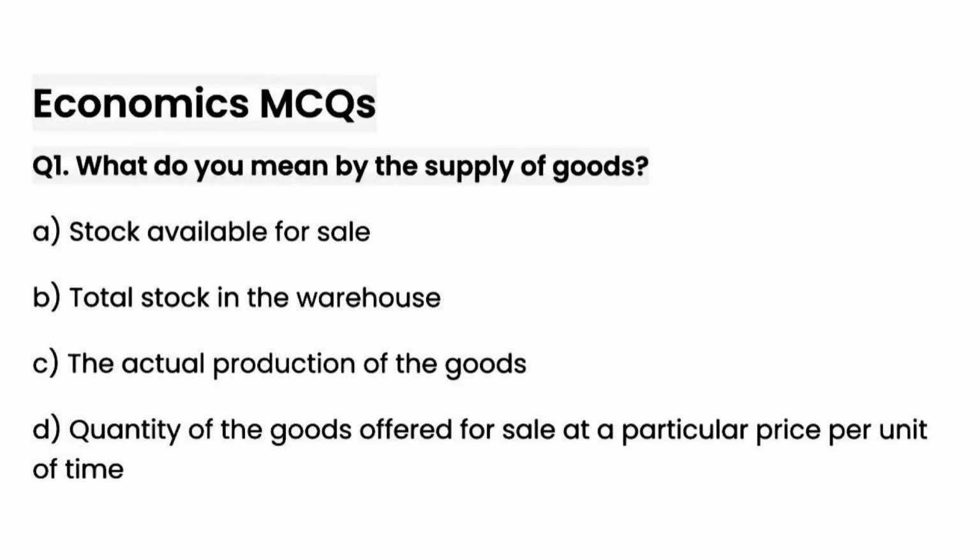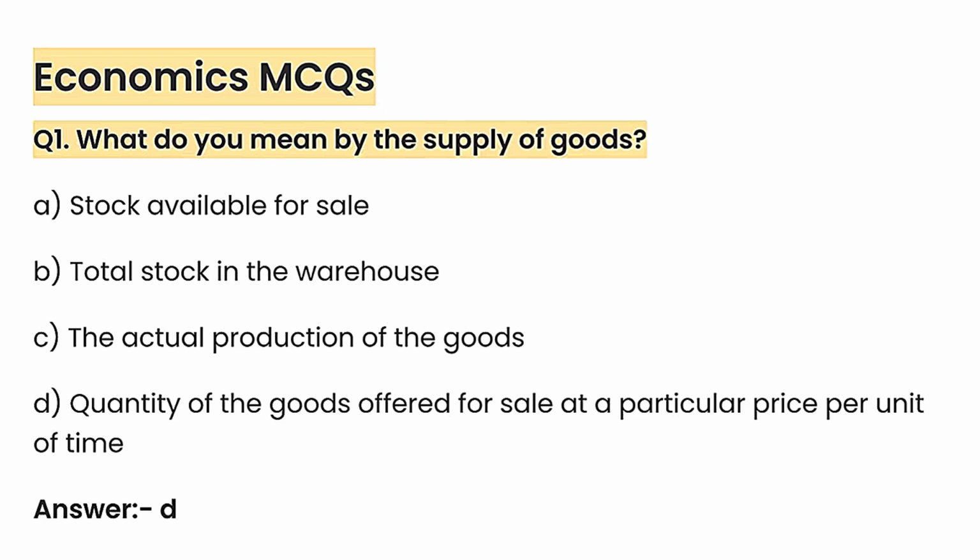First, stock available for sale. Second, total stock in the warehouse. Third, the actual production of goods. And the last one, quantity of goods offered for sale at a particular price per unit of time. Then what will be the answer? Answer is option D. Quantity of goods offered for sale at a particular price per unit of time.